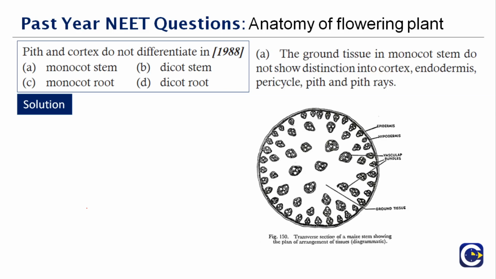So here you have the transverse section of the maize stem. It's actually a monocot example which will show a plan of arrangement of tissues. So here you have the epidermis, vascular bundles, the ground tissue, and all that is present here. So this is how the transverse section under the microscope will look like. Therefore the correct answer to this question is option A.